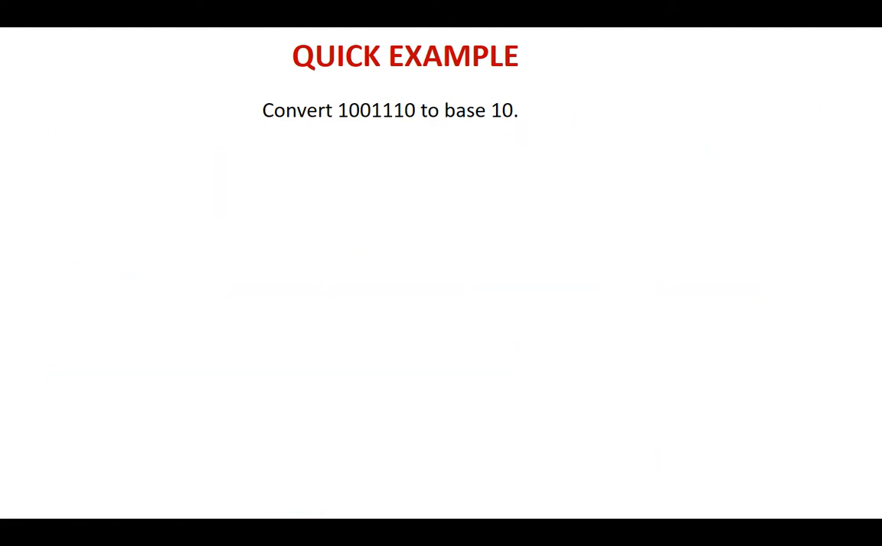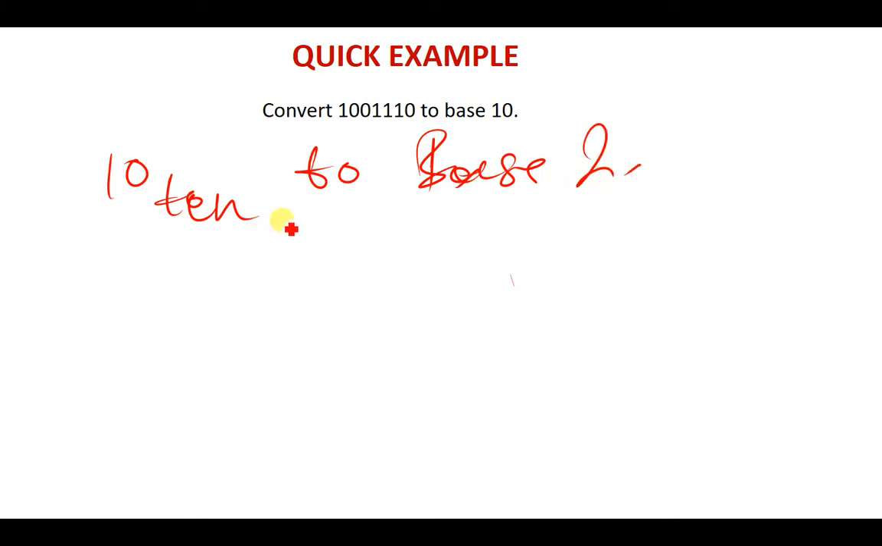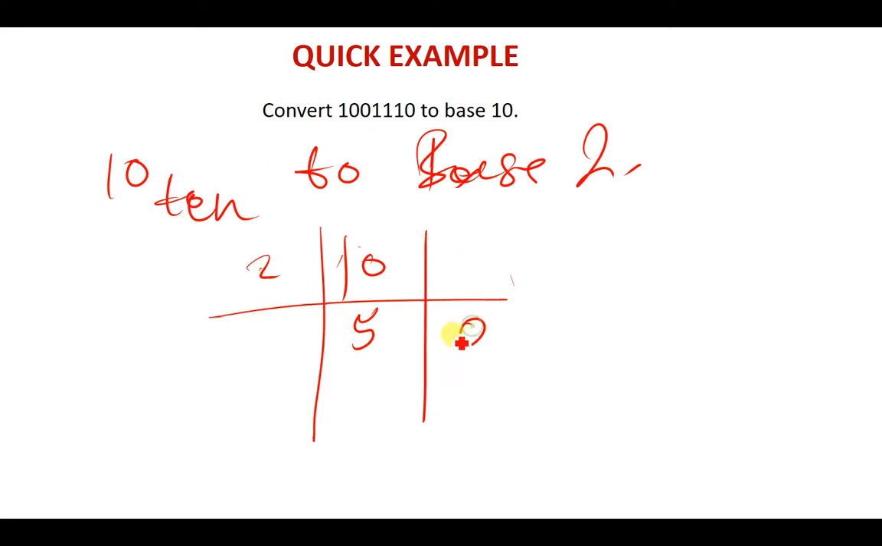Alright, let's proceed to converting back. So we had 10. We are going to convert this 10 in base 10 to base 2, which is binary. So what you do is that you just use successive division. So we're going to put 10 there. Then we're going to write 2. 2 into 10, the answer is 5, remainder 0. 2 into 5, the answer is 2, remainder 1. And then 2 into 2, the answer is 1, remainder 0. 2 into 1, the answer is 0, remainder 1.